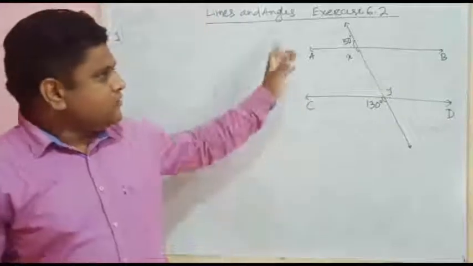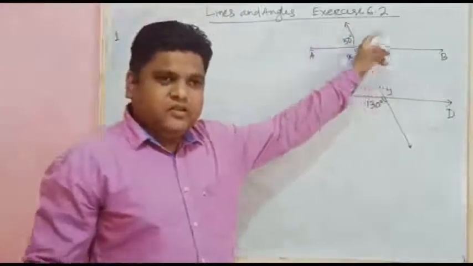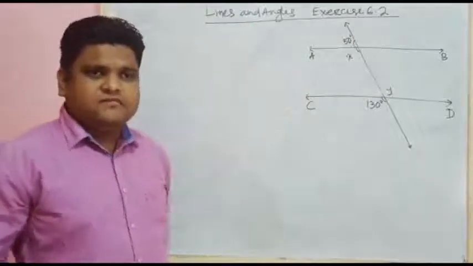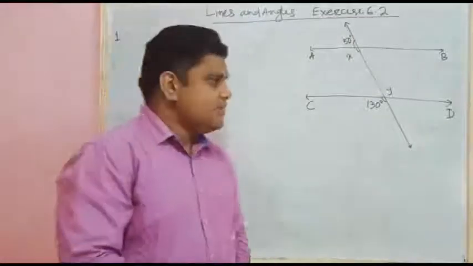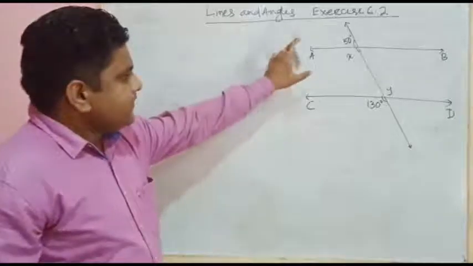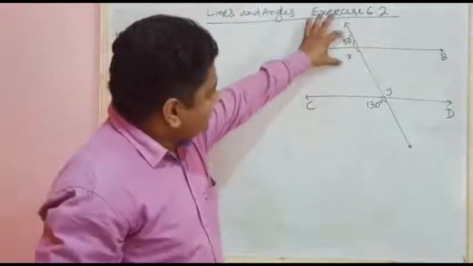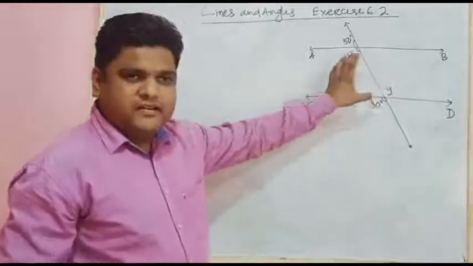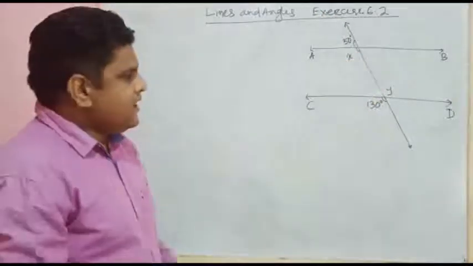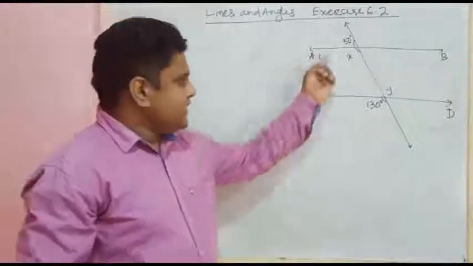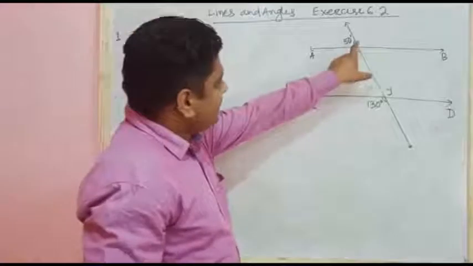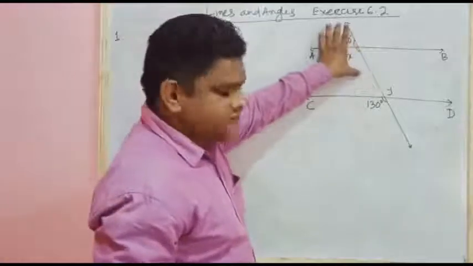Today we are going to solve exercise 6.2, from the chapter Lines and Angles, from the class 9th NCERT book. Number 1: this angle is given as 50 degrees, and this one is 130 degrees. We have to find the values of x and y, and also prove that AB is parallel to CD. So we know that this angle and this angle form a line.